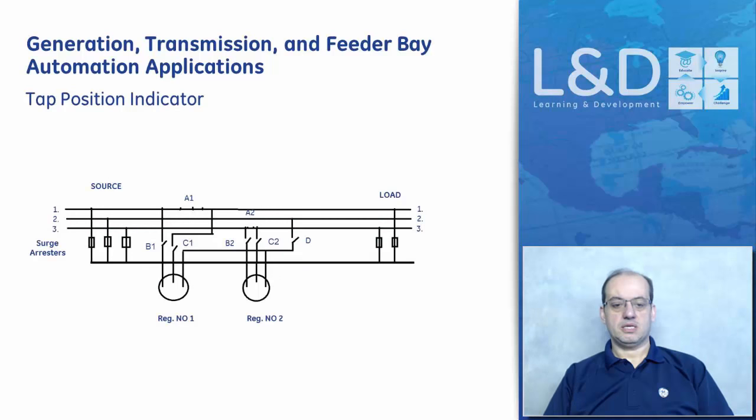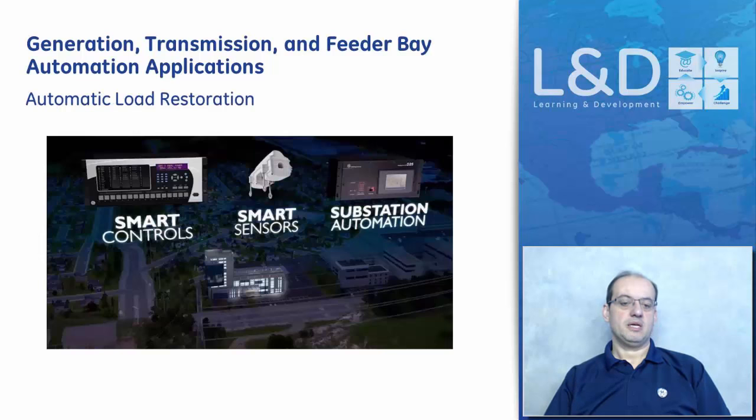The final two applications that I will talk about are the tap position indication and the automatic load restoration. The tap position indication application translates the transformer tap position digital input values into an analog input value for monitoring the tap position with a magnitude defined in a configurable table. This will allow us to look at the tap and then monitor the tap over a period of time.